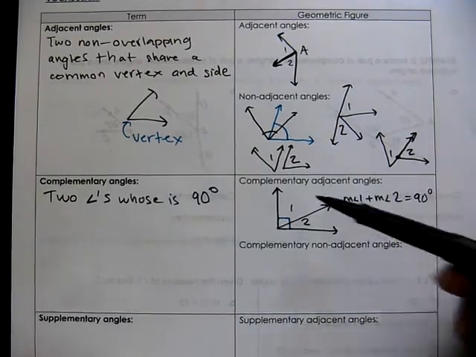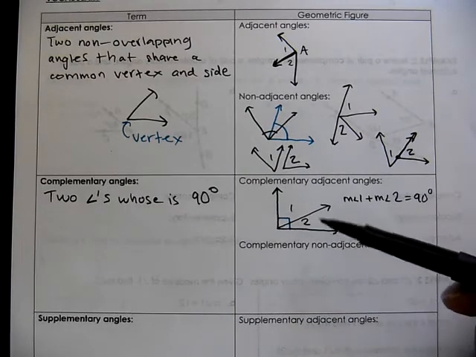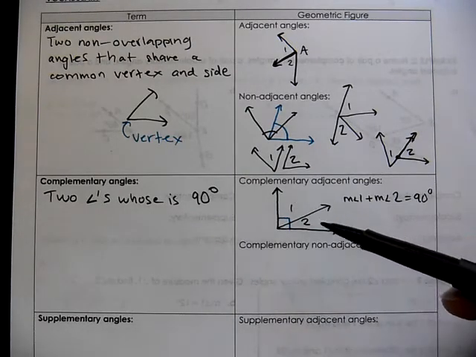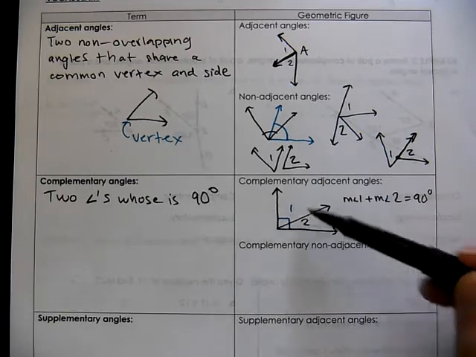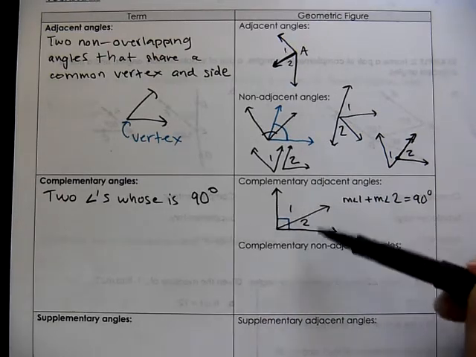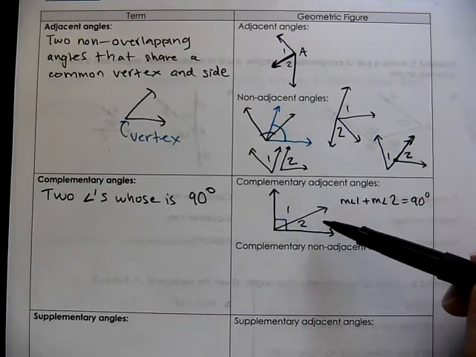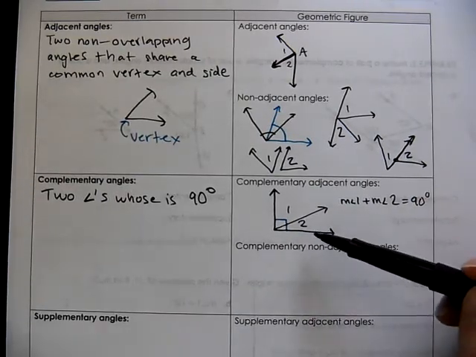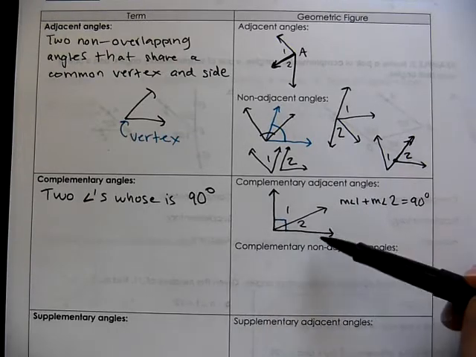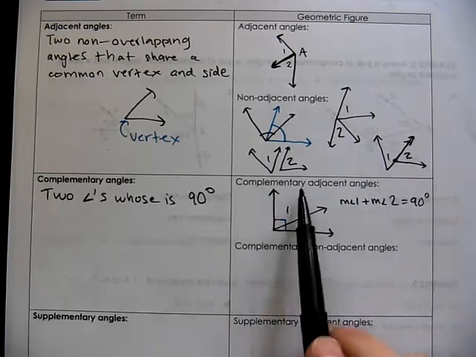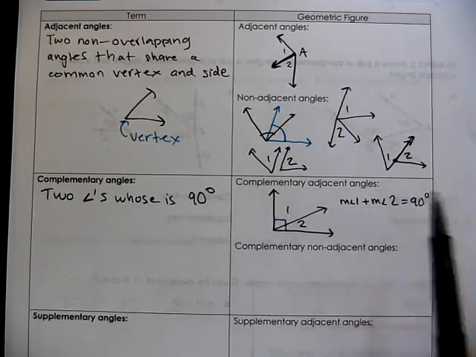So this is my angle addition postulate. One angle plus an adjacent angle makes for the bigger angle total, which happens to be 90 degrees. So there's a lot going on here. It's the angle addition postulate, and we have adjacent angles, and we have complementary angles. So that's why we call them complementary adjacent angles.